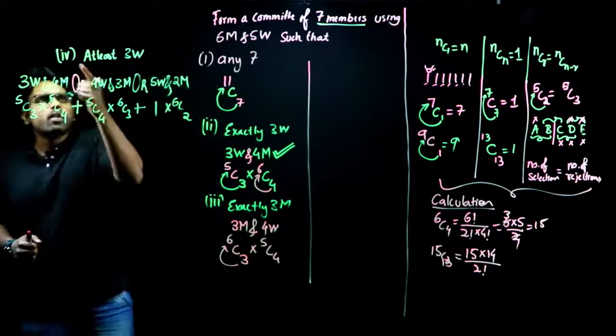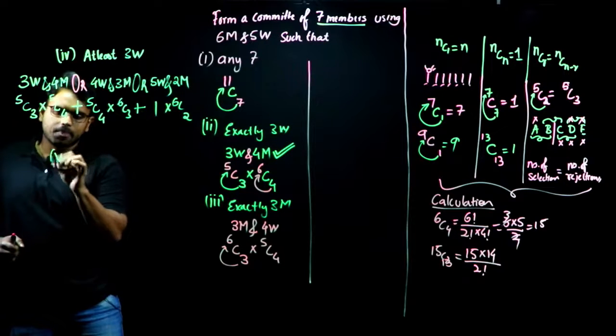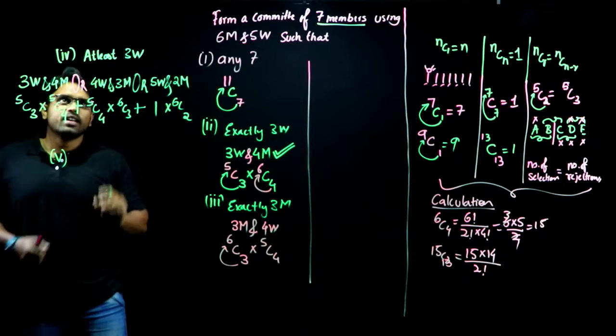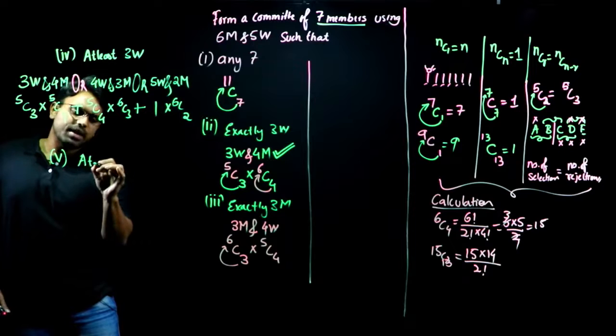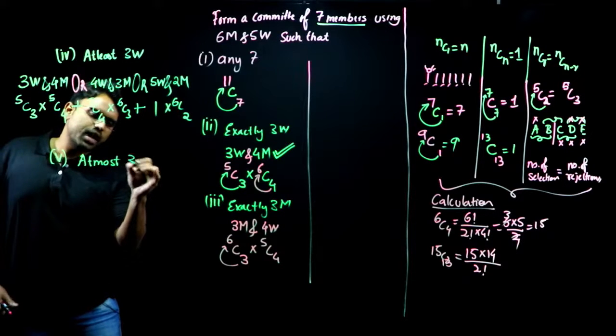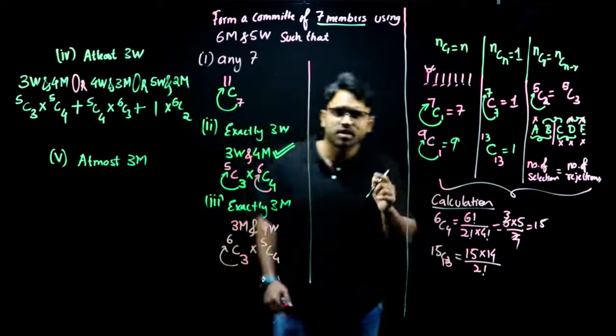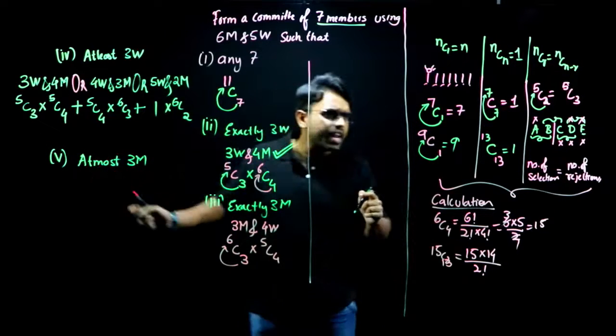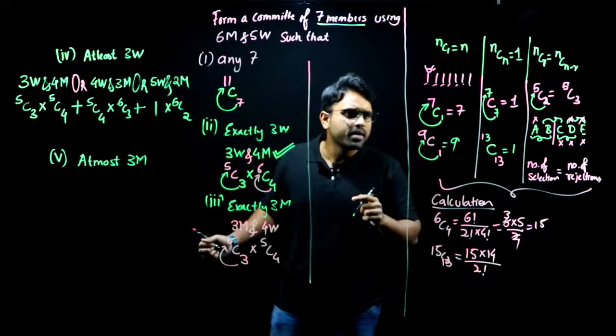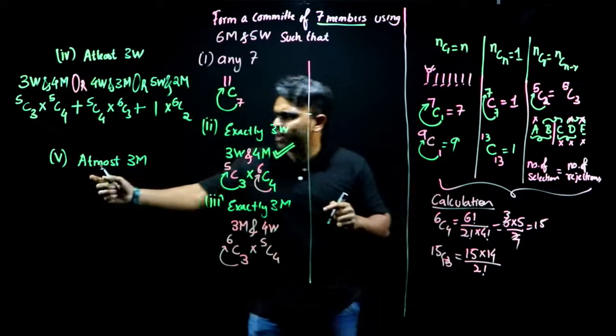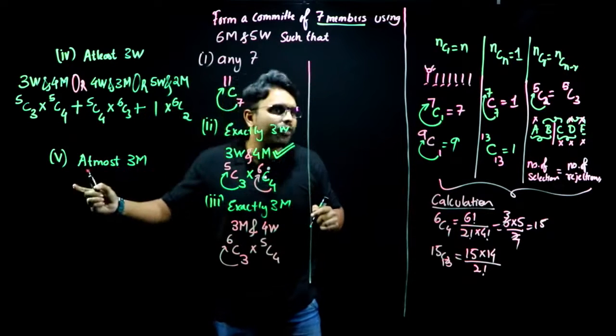Now, let's move a step ahead and I'll tell you a different thing now. What is that? Now, at most 3 men, if I say at most 3 men. Now, I want you guys to type in the chat box with the language part. Can everyone do that for me? Quickly drop the language part for at most 3 men.